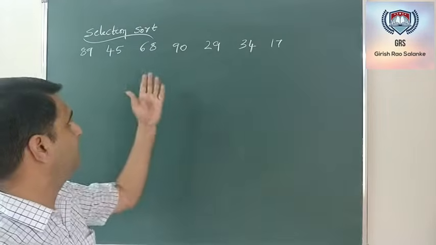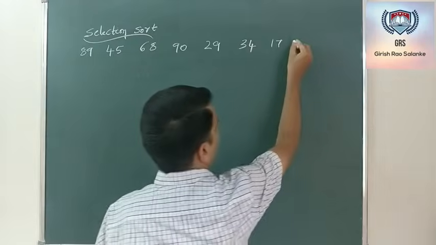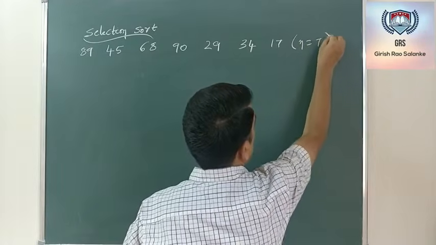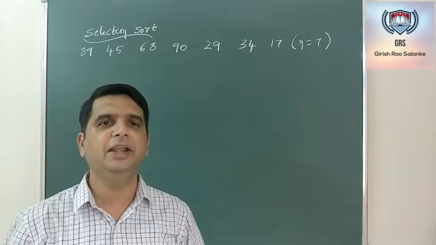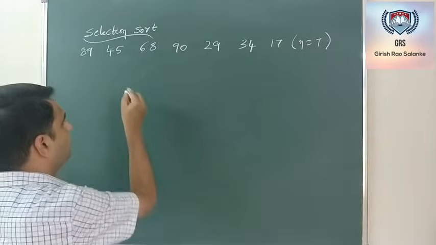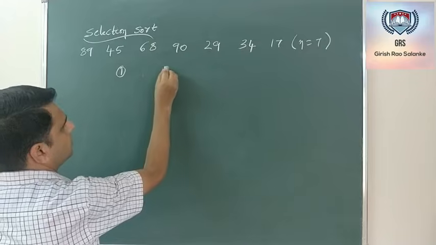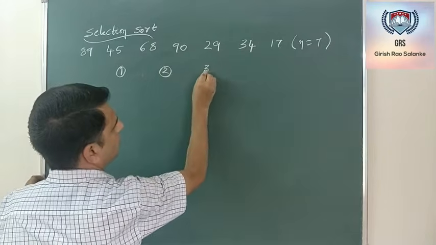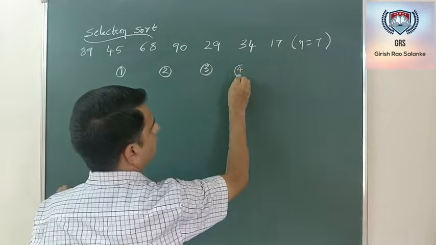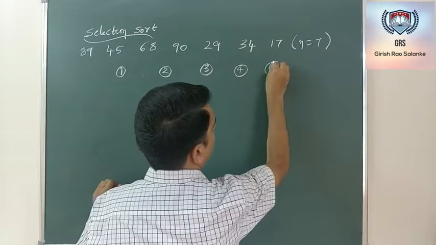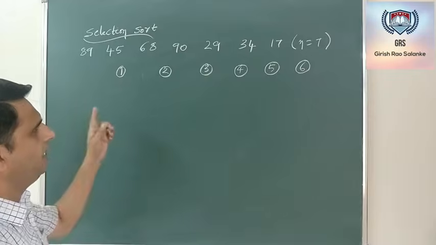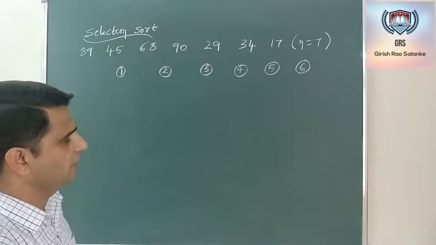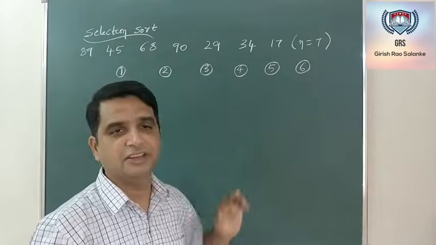Now, I have taken an example of 7 elements. Here, my value of n is equal to 7. If there are 7 elements, how many iterations do I need? I need n-1 iterations. That is, first iteration, second, third, fourth, fifth, and sixth iteration. For n equal to 7, I need 6 iterations.